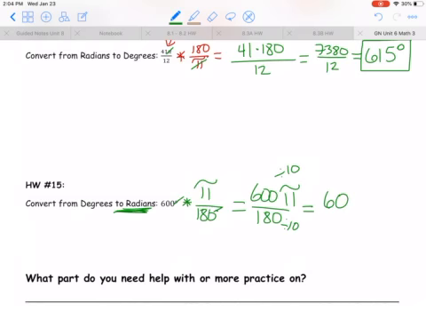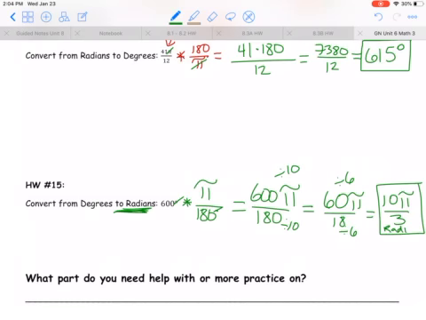So we get 60 pi over 18. They can both divide by 6. So we get 10 pi over 3, and that is as simple as you can make it. And I am going to write the word radians here, just to know that I went to radians. And that's it.